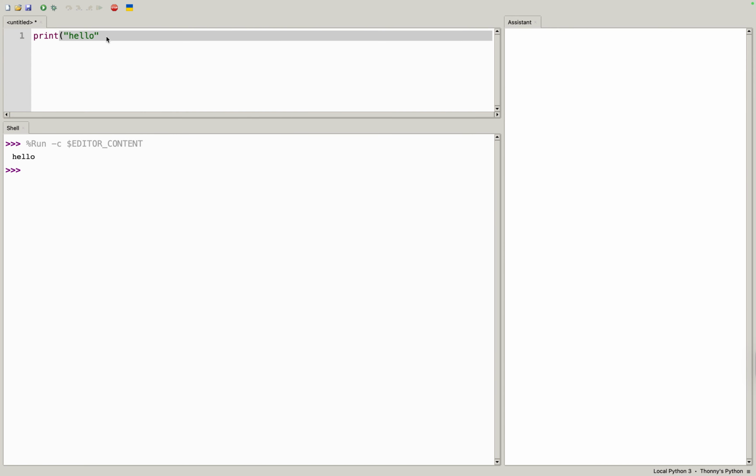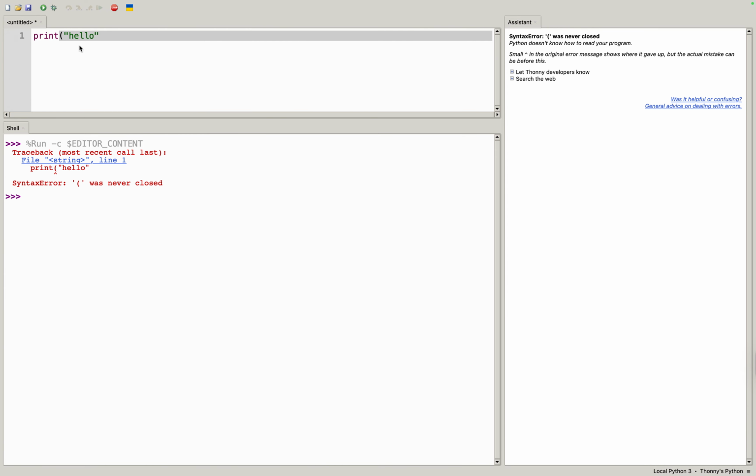Or maybe I left this one out. That's also a syntax error. So you get marks deducted for a syntax error. Got it? In the exam.